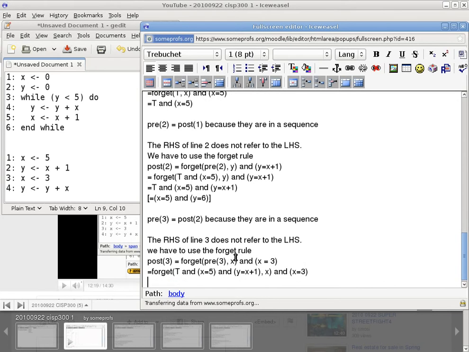Okay, just like that. So according to this, t does not mention anything about x, but x equals 5 does mention something about x. y equals x plus 1 also mentions something about x. So according to this, it will become t and x equals 3. I basically have to forget just about everything in the precondition of line 3.